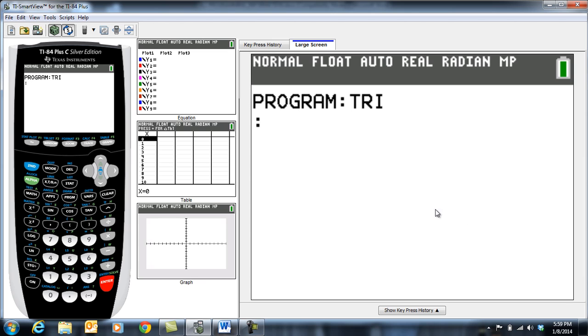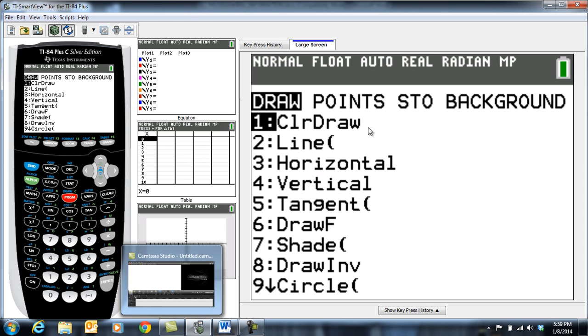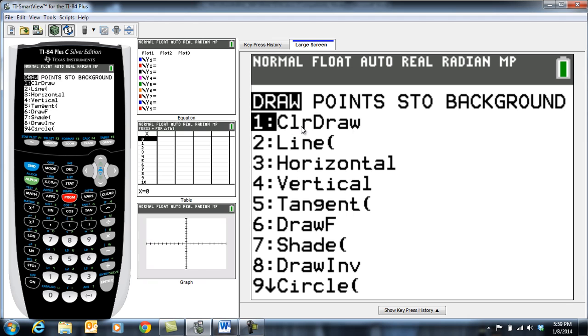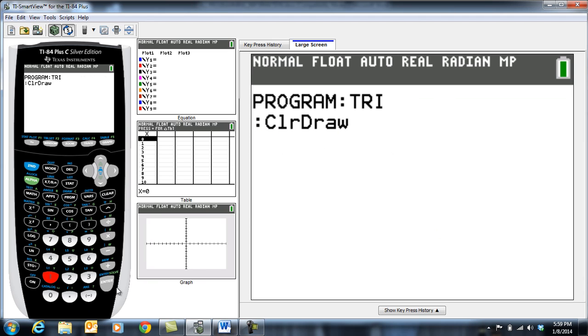So the first thing we're going to tell it to do is clear out any drawings that might already be on your calculator. To do that, we're going to press second and then program. And it gives us this menu, and we want ClrDraw, which is option number 1. So there's the first command in our program. So we're going to hit enter, next command.